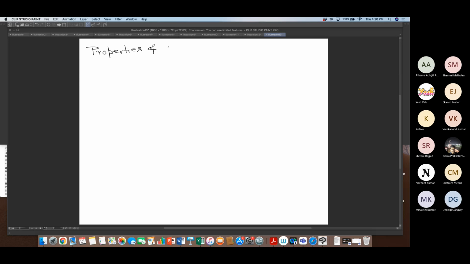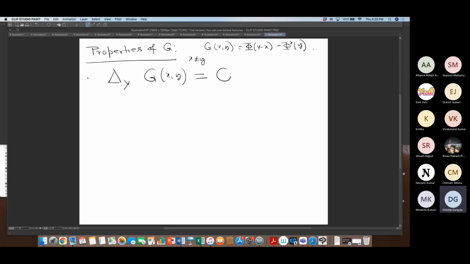Now let us do some properties. Properties of G. First of all, what will be the Laplacian of G of x,y? Can anyone tell me? Just think. What will be the Laplacian in y for fixed x, for x not equal to y? What will be the Laplacian? 0, exactly. For all y in omega not equal to x.